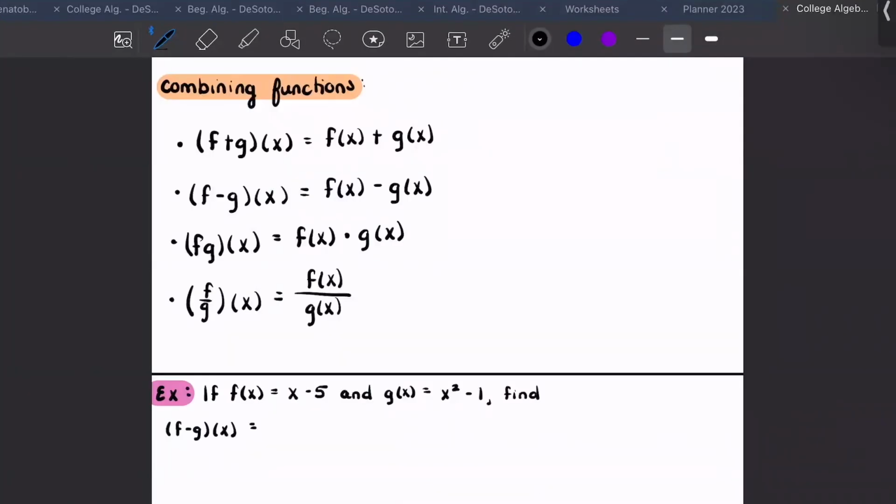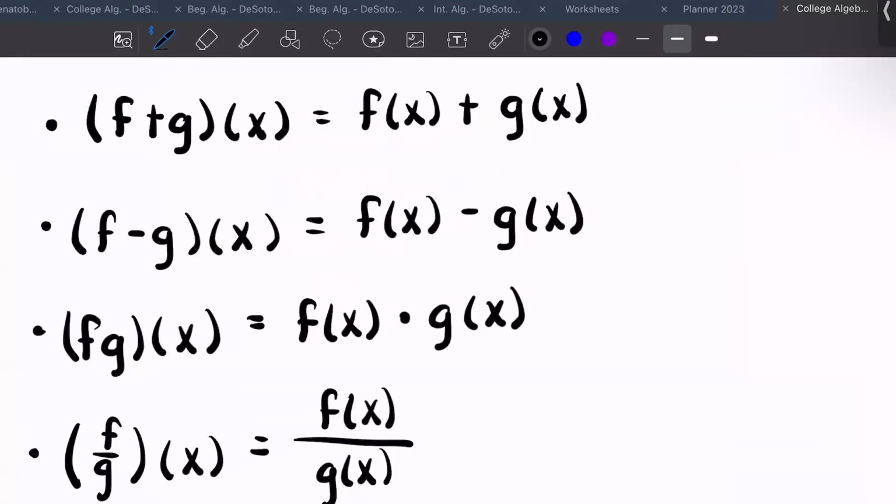Okay, so also in this section, we have combining functions. There's 4 ways that we can do that. We can add, subtract, multiply, and divide, of course, all of these functions. So basically, all this part says is if I'm adding 2 functions, if I want to find f plus g of x, then I just find f of x plus g of x. Same thing with subtraction and multiplication and division.